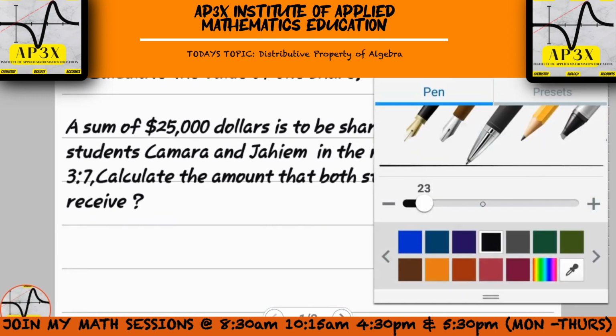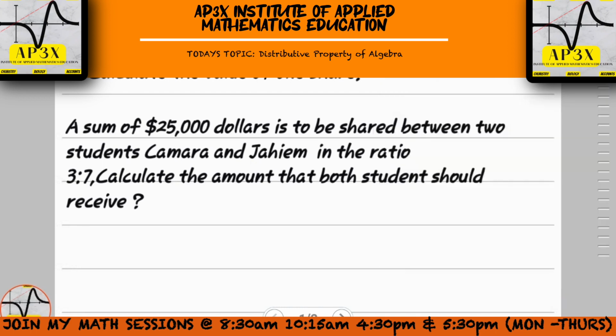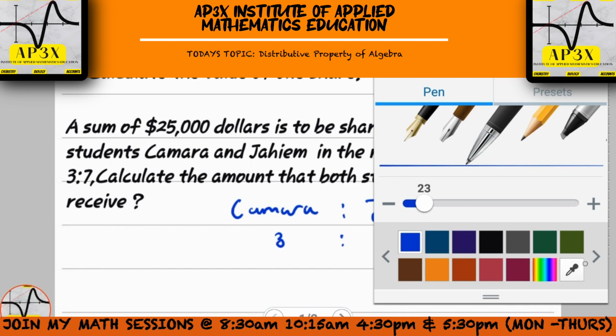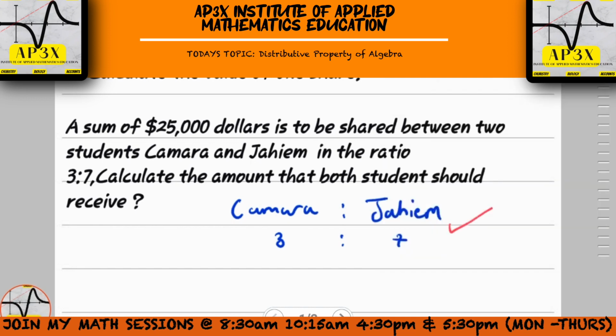So here we go. The first thing that I'm going to do is identify my comparative quantities and the individual ratio, which in this case I am referring to Kamara compared to Jahim. And based on the question, the individual portions received by each student is in fact 3:7. Step 1 completed.